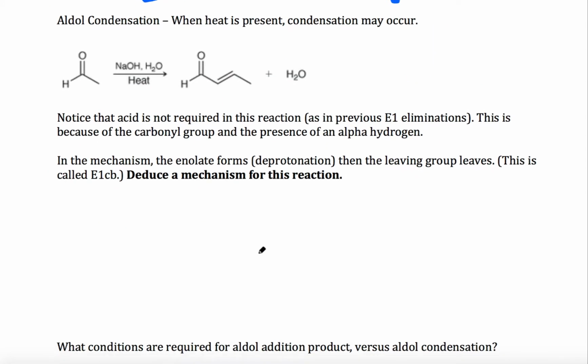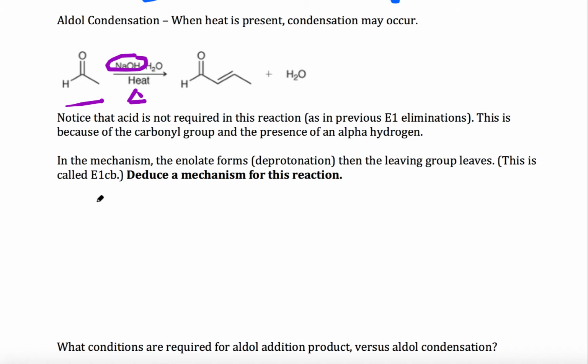The last part of this lesson is to look at what happens if we add heat. So heat is usually this delta sign here. And so we're doing an aldol. I can tell we're doing aldol because I have an aldehyde or ketone and I have NaOH in solution. But now when I add heat, I get this pi bond. So this is called condensation, and notice that the OH group is no longer here. In fact, the OH turns into water somehow. So condensation is when you remove water or water is a product.